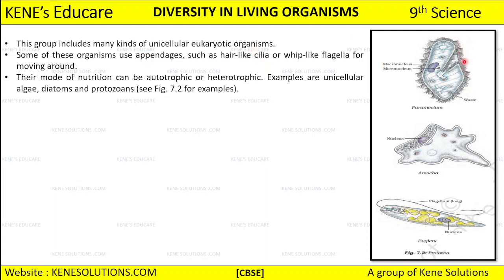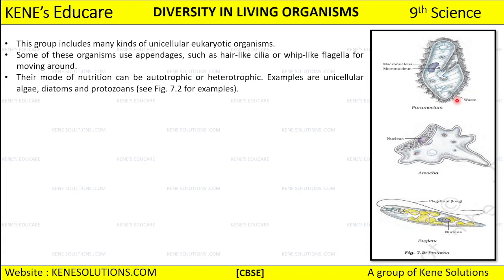Can you see these thread-like things which are present outside? This is a flagellum, a single thread which you can see. And this hair-like projection, you can call it cilia. So these appendages, like cilia or whip-like flagella, are going to help that specific organism to locomote, that is, to move from one place to another.